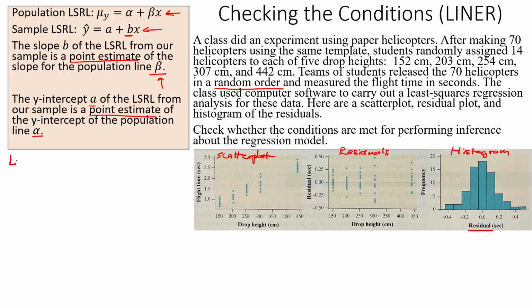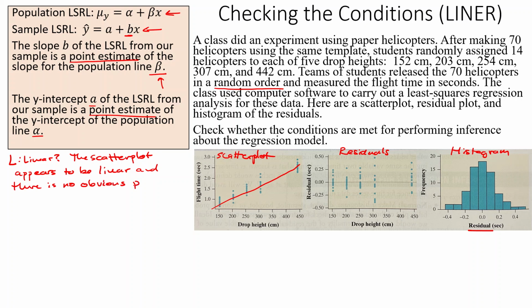All right, so we're going to go through LINE. So is it linear? Well, we can look at two things. We're looking at the scatter plot. That seems to be linear. And the residuals don't seem to have any pattern. So the scatter plot appears to be linear, and there is no obvious pattern in the residuals. I know there's a lot of writing going on here.